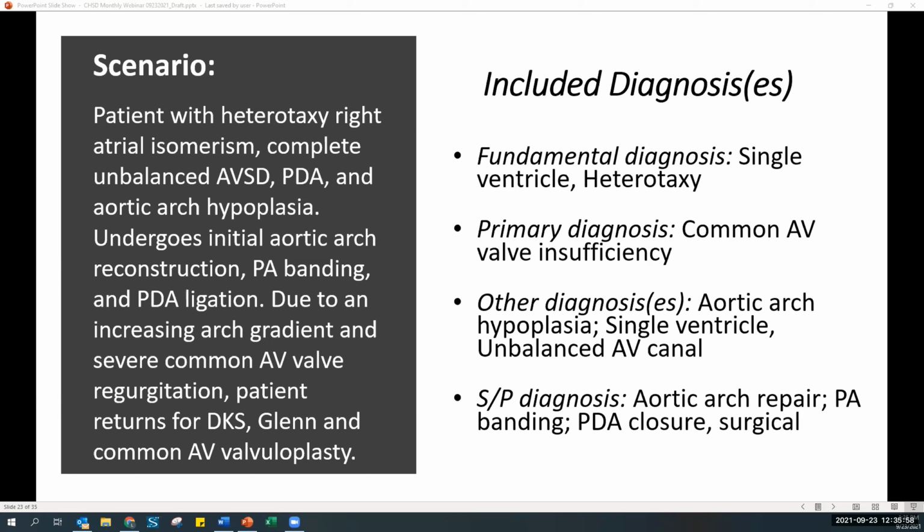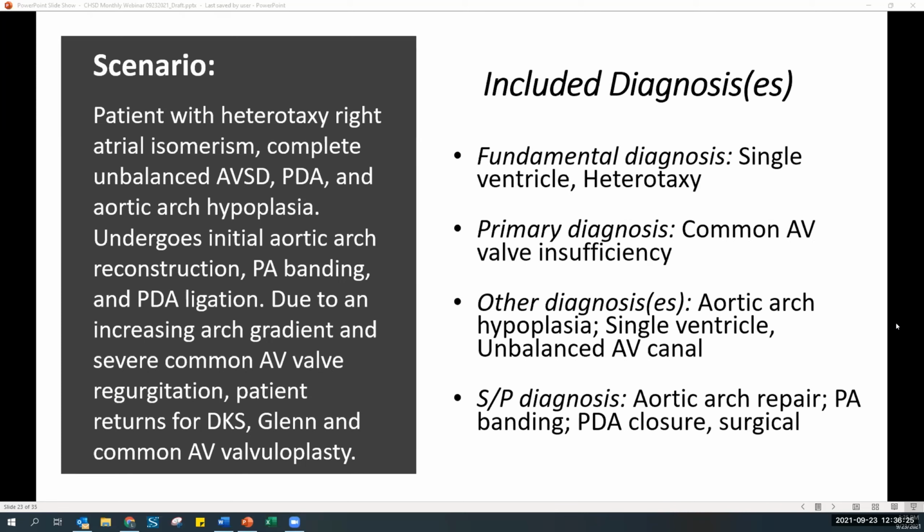Under my status post diagnoses, I would have the previous arch repair, the PA banding, the PDA closure. And so again, moving the things that have been repaired down under status post, because I don't want the PDA to show back up in the list. To me, looking at this, it would look like the PDA was unrepaired. And so that is how I do my diagnoses.